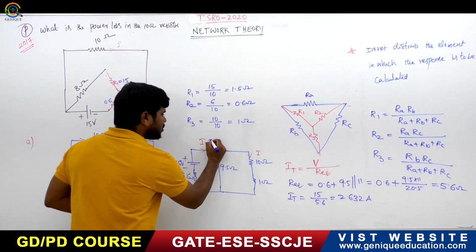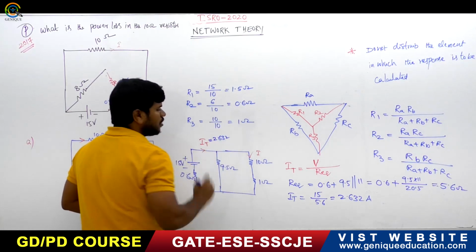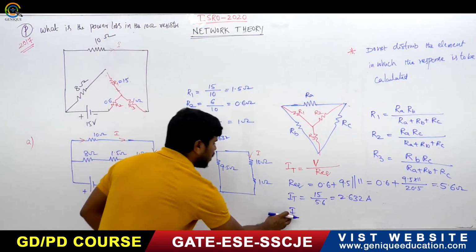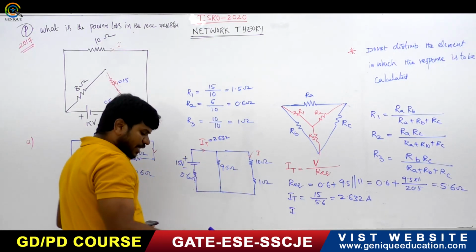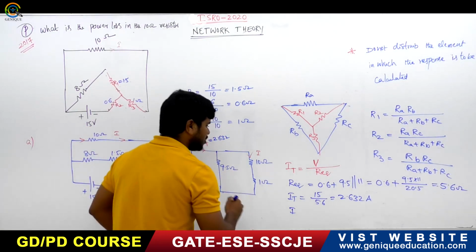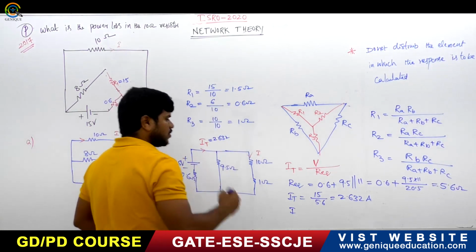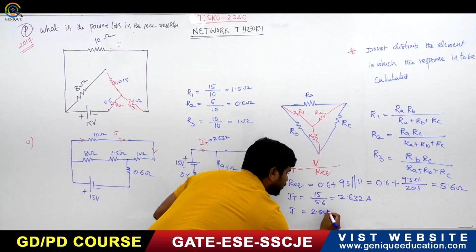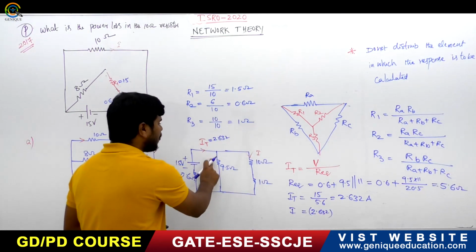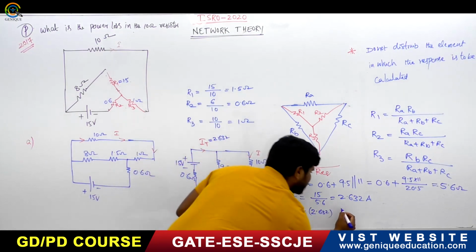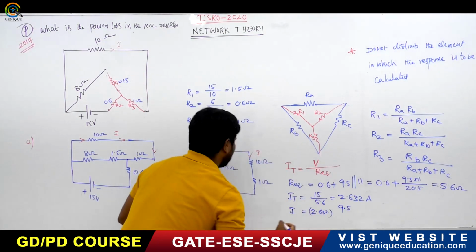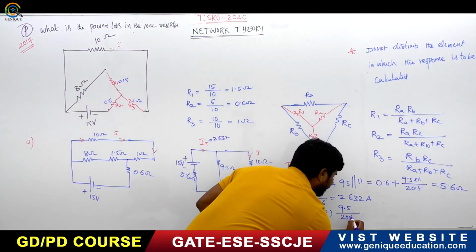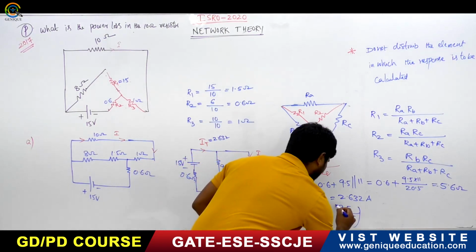So this is the total current, 2.632 amperes. Now what will be the current I? Use the current division principle. The current in this branch is equal to the total current IT, 2.632, into the opposite resistance divided by the total resistance. The opposite resistance is 9.5, and the total resistance is 20.5.